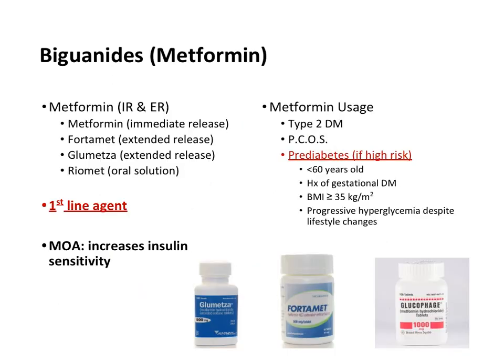First and foremost, first-line therapy for most every patient is metformin. That is in a class of drugs called biguanides. In fact, there's only one drug in this class right now, and that is metformin. Metformin comes in a lot of different forms: immediate release and extended release, as well as an oral solution. Metformin works by increasing the body's insulin sensitivity. It's important to note that it will not lower blood glucose by itself. It only increases our ability to use insulin in our tissues.